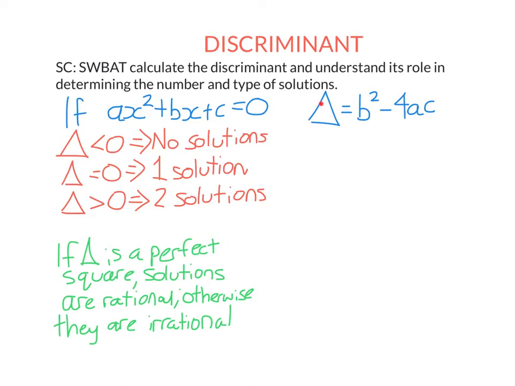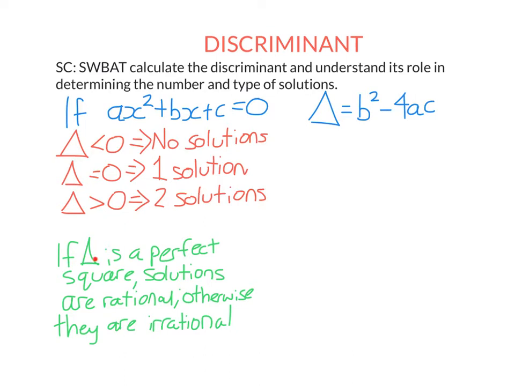So the discriminant, which is represented by this triangle, is just b squared minus 4ac. If the discriminant is negative, there are no solutions. If it's equal to 0, there's one solution, and if it's greater than 0, there are two solutions.